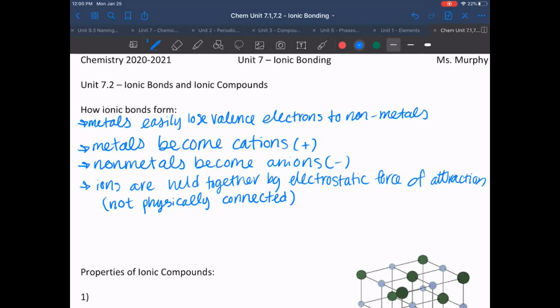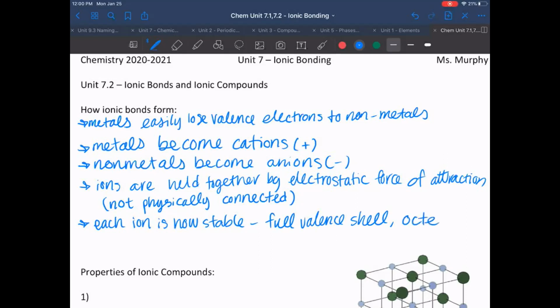Okay, and then the last thing to just say one more time is that each ion is now stable, which we can say that it has its full valence shell, or what's that other fun word we use a lot? Means 8. Octet. So, any questions on how ionic bonds form?